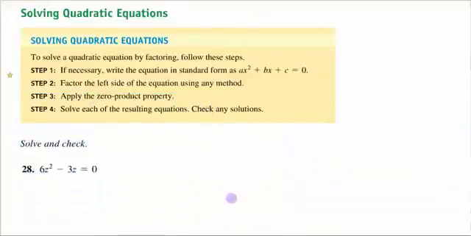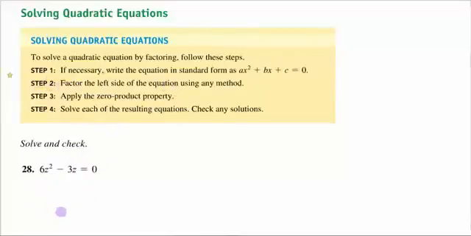Okay, let's say that we want to solve and check this. If necessary, write the equation in standard form. And this is in standard form. Everything is on one side equal to 0, and our exponents are descending. We have a z squared and we have a z to the first power.